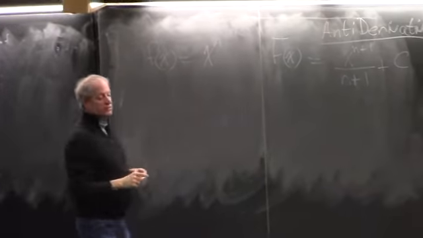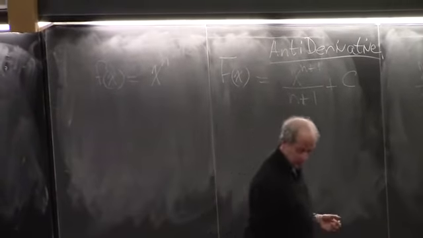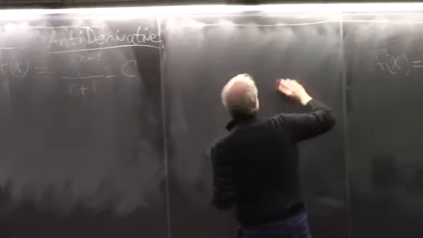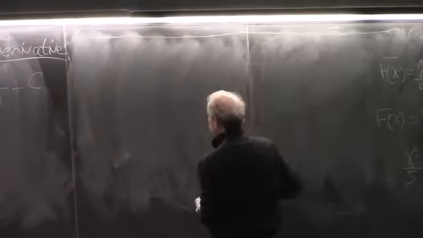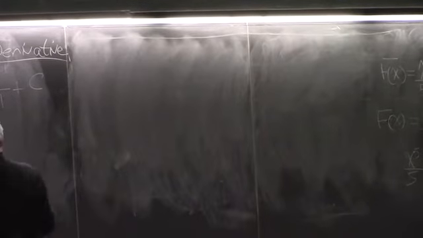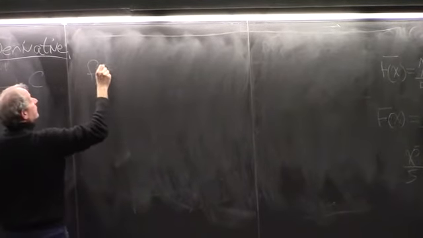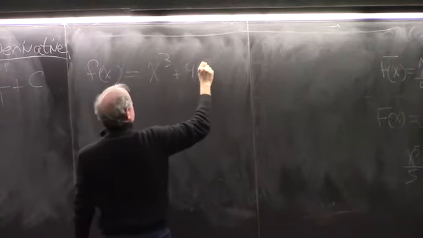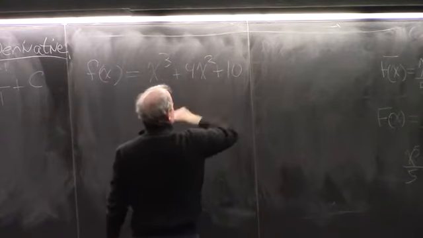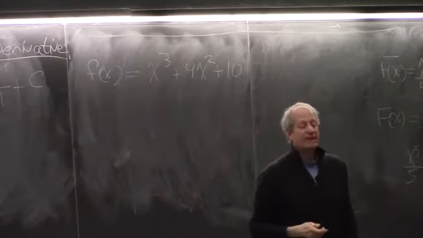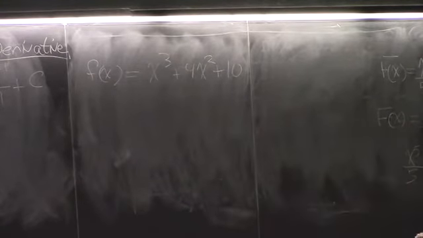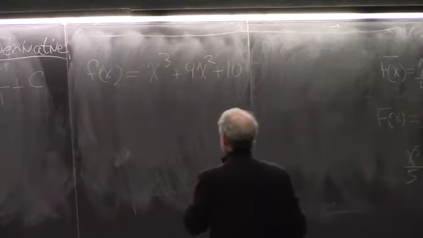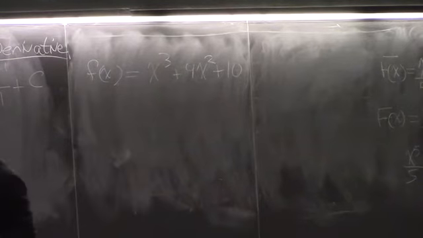Let's do an example up here. I know I'm going kind of fast because this is supposed to be review. What would the antiderivative of that be? So I have x cubed plus 4x squared plus 10, which is the antiderivative.